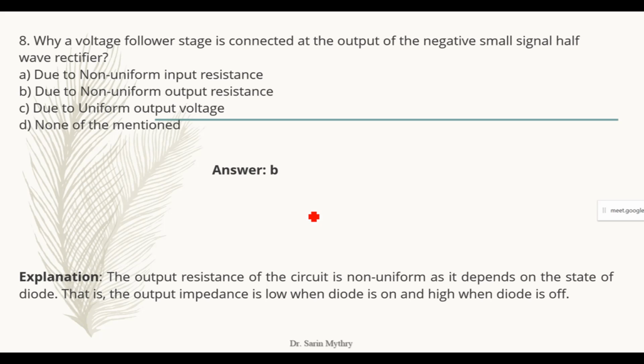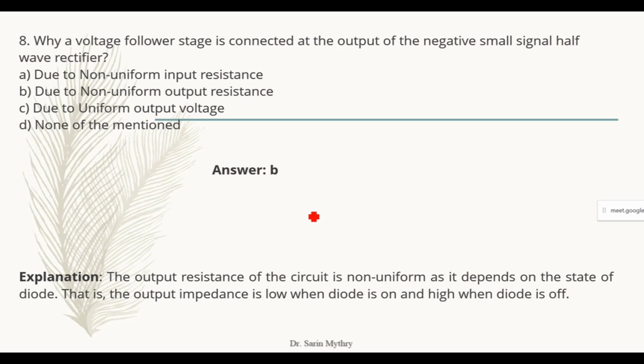The options are: due to non-uniform input resistance, due to non-uniform output resistance, due to uniform output voltage, and none of the mentioned. So the option will be non-uniform output resistance. Why? Because the output resistance of the circuit is non-uniform, as it mainly depends upon the state of the diode. I just told you how the diode operates in forward and reverse bias. The output impedance is low when the diode is on and high when the diode is off. I hope you understood this line.